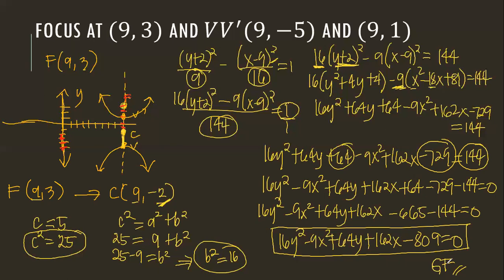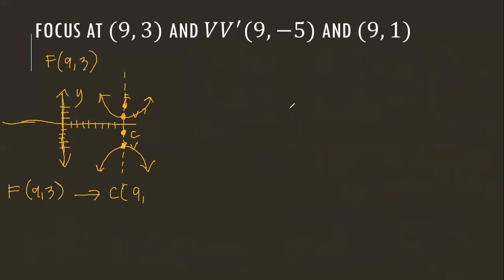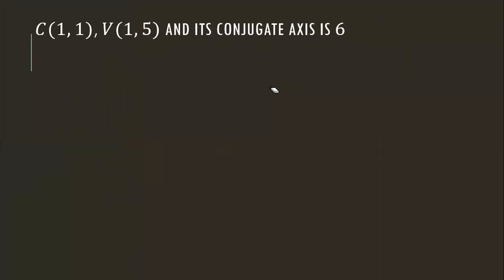Okay, so let's proceed to the next problem. The center is 1, 1, the vertex is 1, 5, and its conjugate axis is 6. So ito, madali lang to. Center is 1, 1. So i-graph natin para alam natin kung saan ang transverse axis, kung saan parallel. So ang center natin ay 1, 1. So this is our center. Vertex is 1, 5. 1, 1, 2, 3, 4, 5. So this is our vertex.